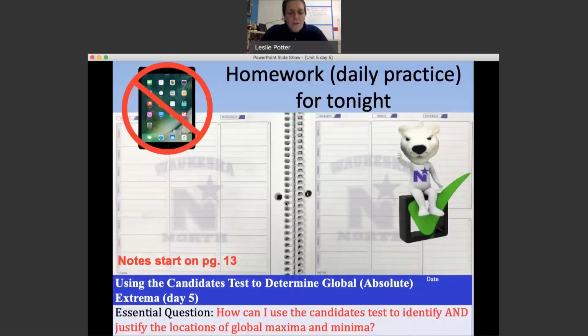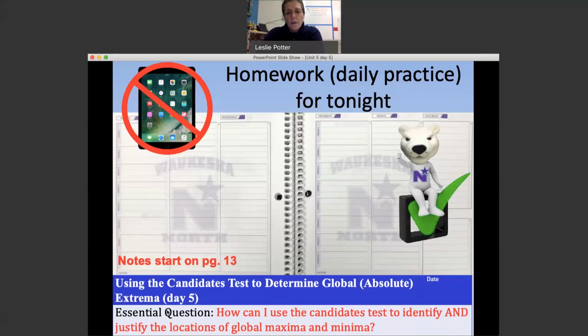These are the notes for Unit 5, Day 5, and they start on page 13 in your packet. What we're talking about today is using something called the candidates test to determine global extrema. So remember, global is the biggest of the big or the littlest of the little. That's what extrema is. And so another word for that is absolute extrema.